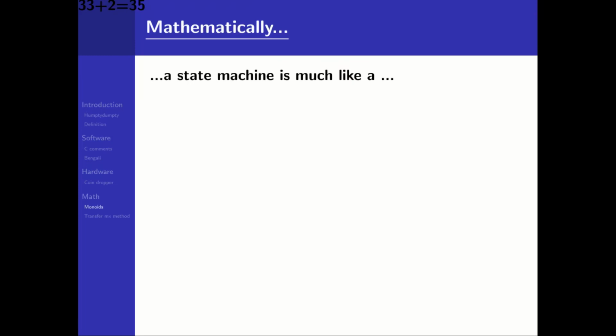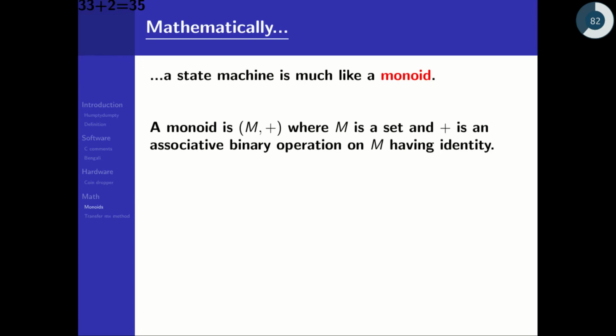In this video, we are going to explore finite state machines from the viewpoint of mathematics. Mathematically, a state machine is much like a monoid. Now, a monoid is something that you learned about in an algebraic structures class. In case you have no idea about what monoids are, this part of the lecture may be a little bit difficult for you, so I will go light on that. But let's just know the definition of monoid.